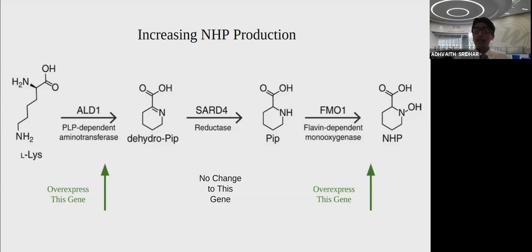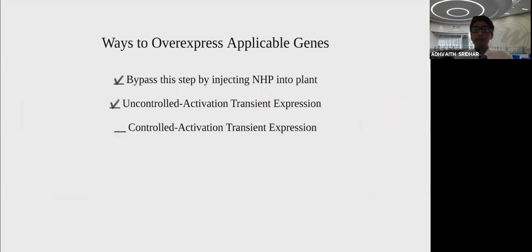Previous research done by Dr. Elizabeth Sattely at the Sattely lab at Stanford University showed that the second enzyme, called reductase, is not required to be overproduced in order for NHP to be produced in increased amounts. So the gene SARD4 is not of interest to my research project. Only ALD1 and FMO1, the 2 genes that code for their respective proteins in increasing NHP levels in a plant, will be of focus in this project.